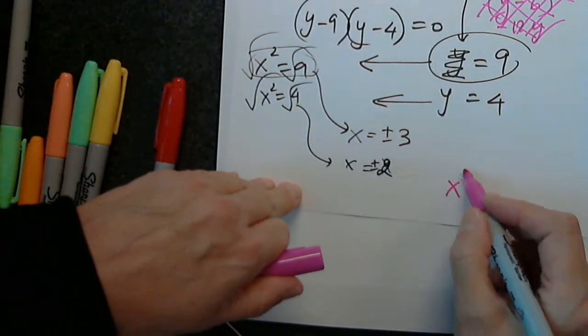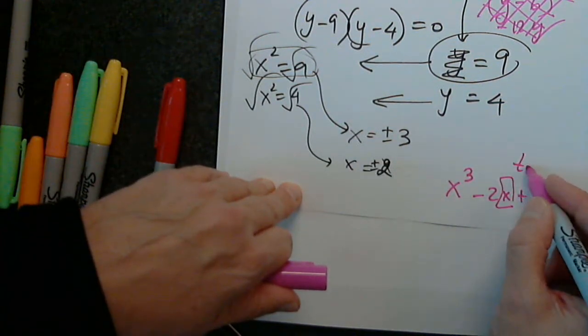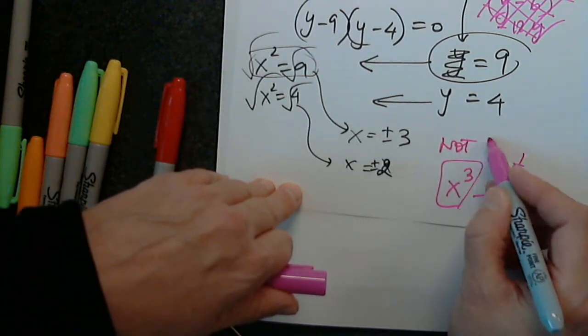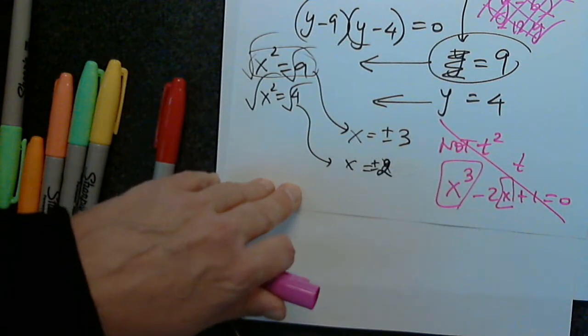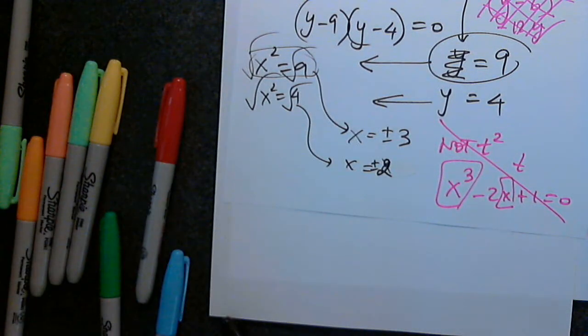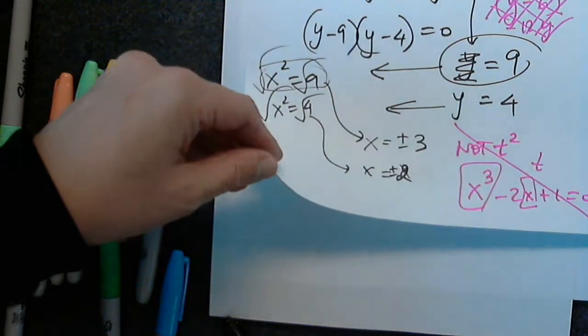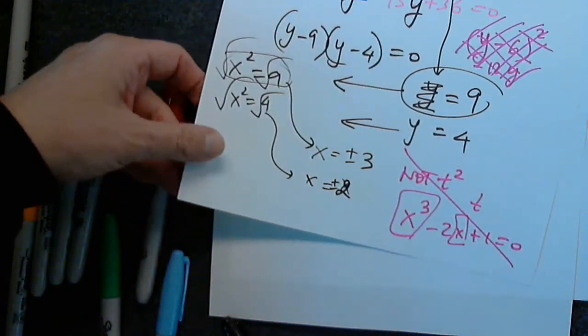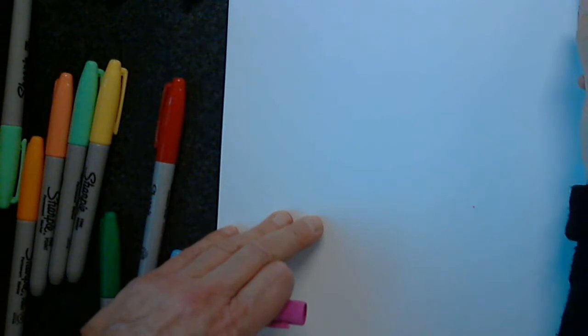For example, if I have x cubed minus 2x plus 1 equals 0, even if I call this t, this is not t squared. So the method does not work for this polynomial. This polynomial at the core is not quadratic. So it's nice when this method is applicable, but it doesn't work in all situations, as you see. Any questions on the method before we look at another problem? Are you with me, everyone? Yes? Okay.